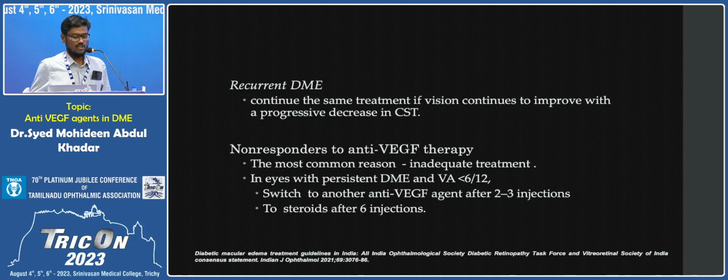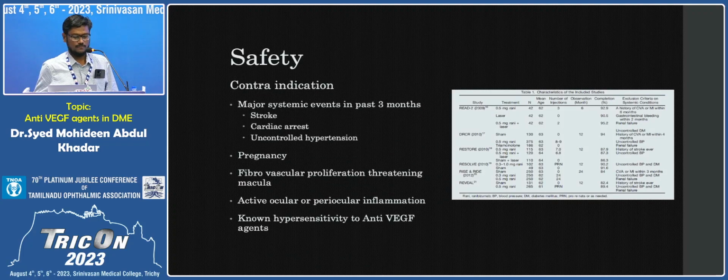And in case of non-responders, the most common reason is inadequate treatment. And in eyes with persistent DME and vision less than 6/12, one can switch over to another anti-VEGF, or you can consider steroids also.